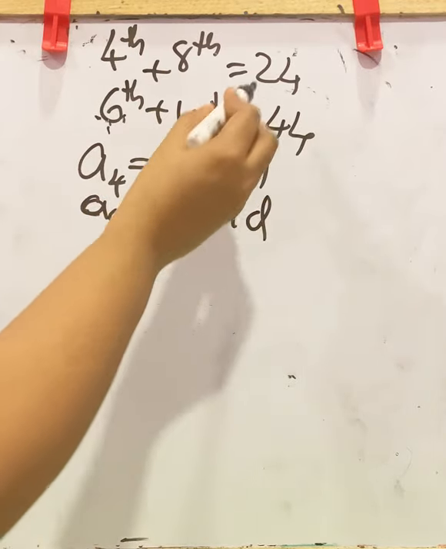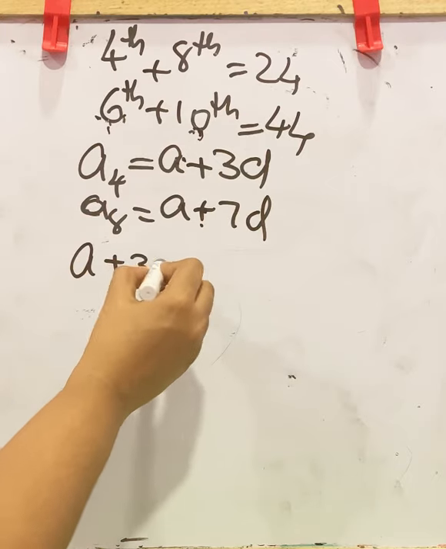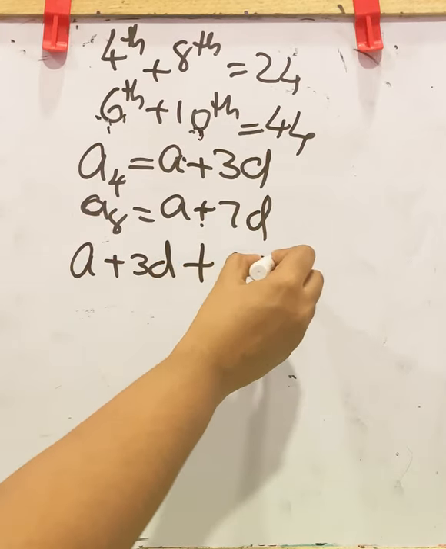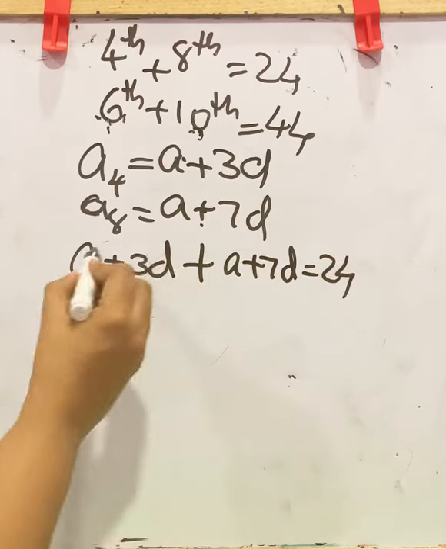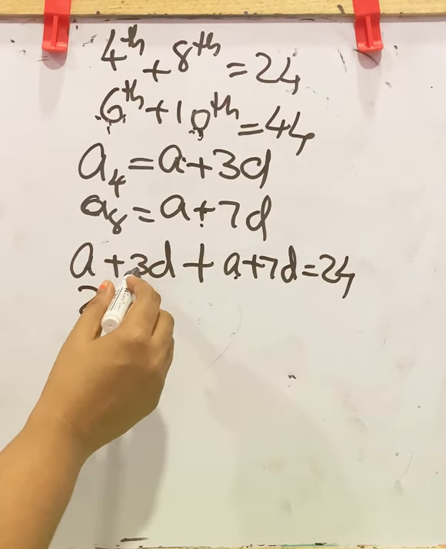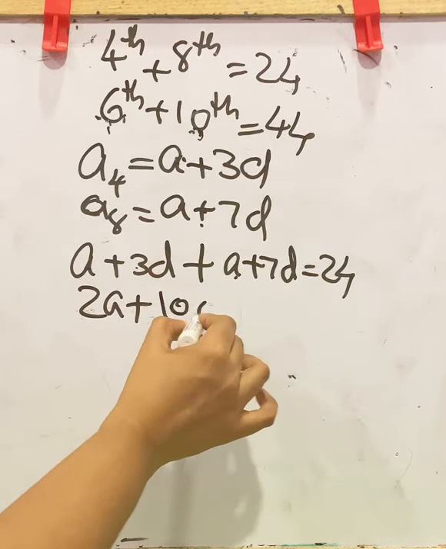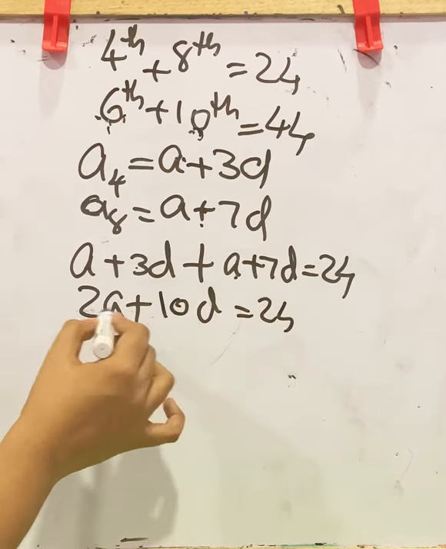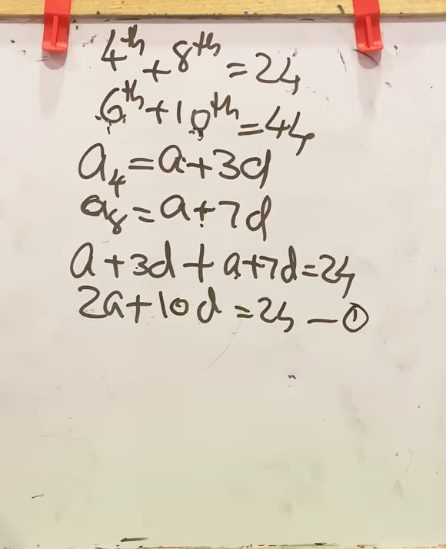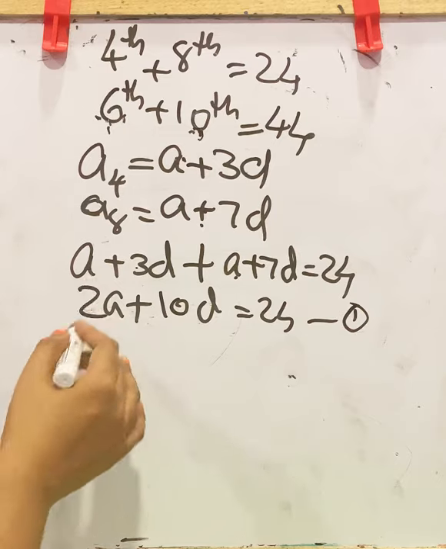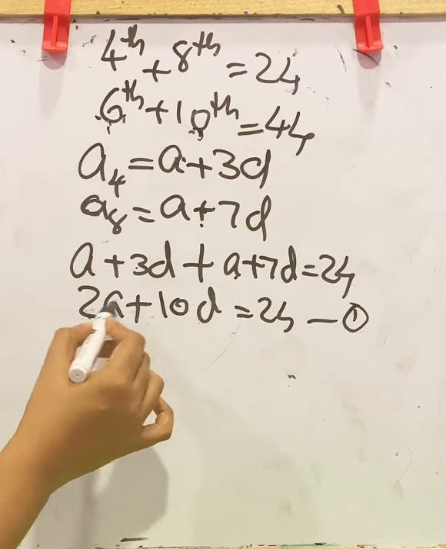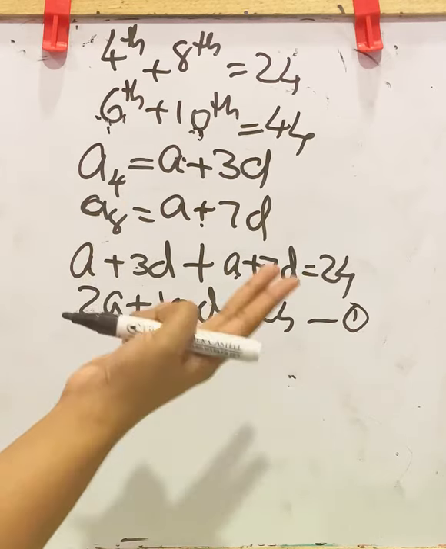Here their sum is 24. So A plus 3D plus A plus 7D equals 24. A plus A, 2A, plus 3D plus 7D, 10D, equals 24. This is the first equation. If you want to reduce this, you can reduce it to lower form. That is, in 2, 10 and 24 we have 2 as the common factor.